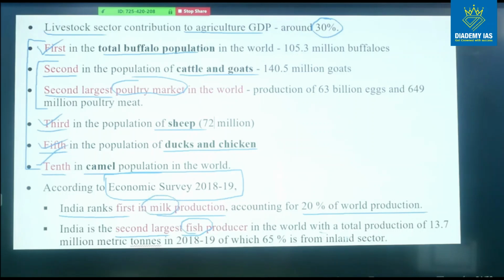And total production is 13.7 million metric tons, of which 65% is inland. So in fisheries there are two areas, inland and offshore. So we are getting 65% from the inland.